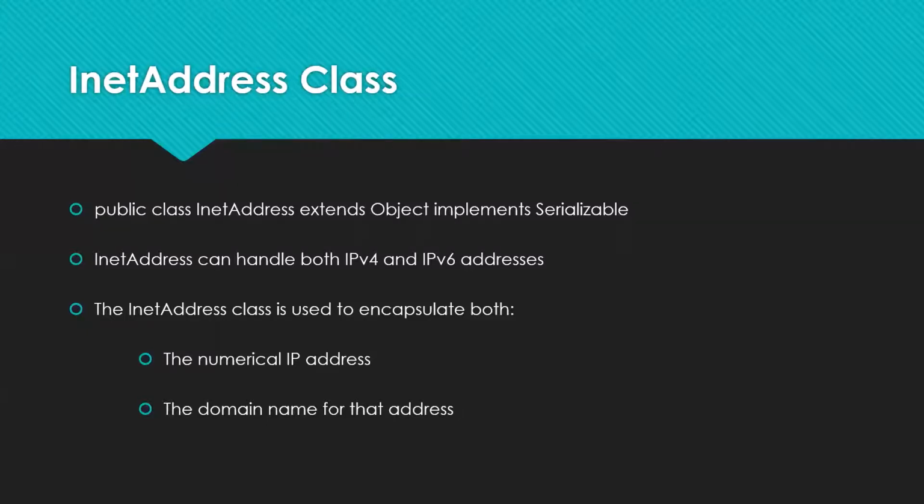InetAddress class. It is a public class and the superclass of InetAddress is Object. This class implements one interface which is called Serializable. Hence, the line comes: public class, the name of class is InetAddress, extends, the name of superclass is Object, implements, and the name of interface is Serializable. This class belongs to the java.net package. Net stands for network.